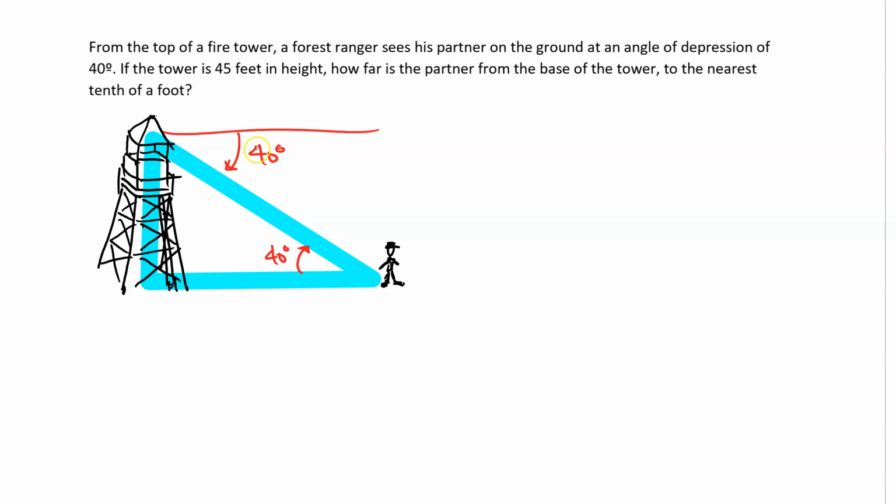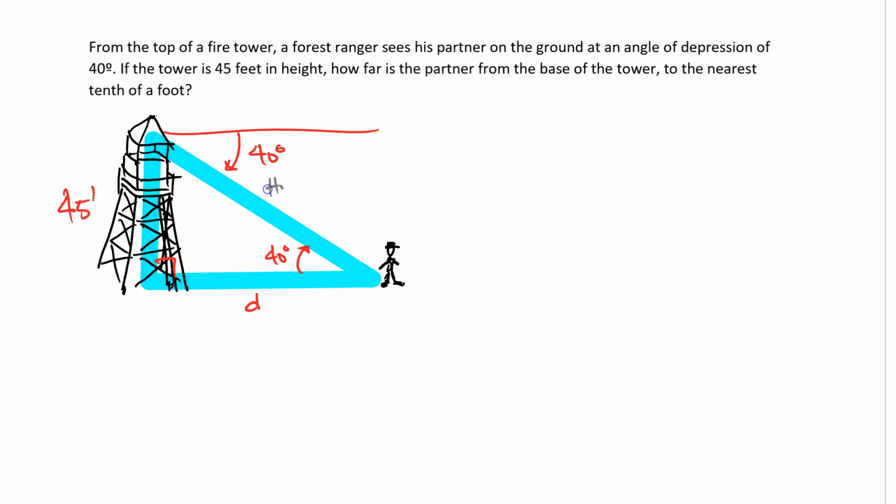So if that's the case, we've got to fill in the rest of the details. I also know that it's 45 feet. You can use a little apostrophe to indicate feet. And how far is a partner from the base of the tower? I'm sorry, 45 feet is the height of the tower. Let me get that right. 45 feet is the height of the tower. How far is a partner from the base of the tower? So I'm trying to figure out the distance right here. I can use a lowercase letter d, right? And of course that's a right angle over there. So let's take a moment and fill it out.